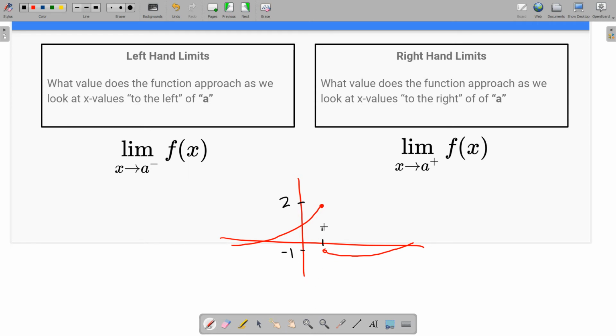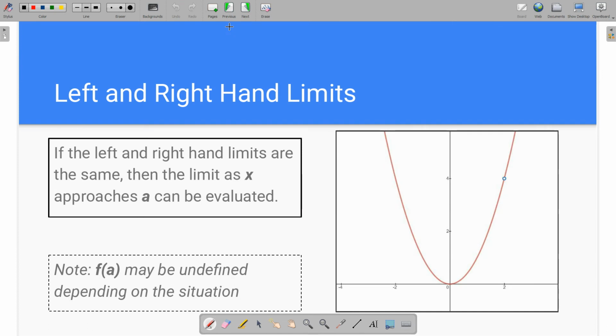My scale's not that great here, but the limit of f of x as you approach 1 from the left-hand side, in this case, is 2. And as you approach 1 from the right-hand side, it would be equal to negative 1. Because as we're approaching from the right, we're getting closer and closer to negative 1. From the left, we're getting closer and closer to 2. So our left and right hand limits are different here, so the actual limit itself does not exist.